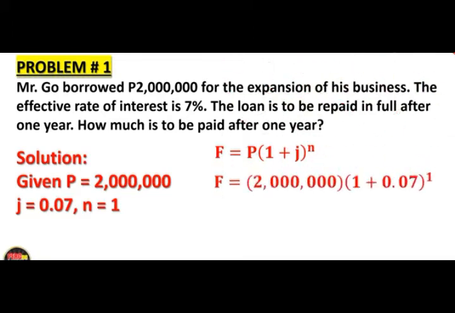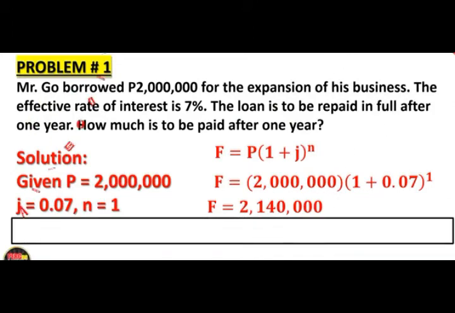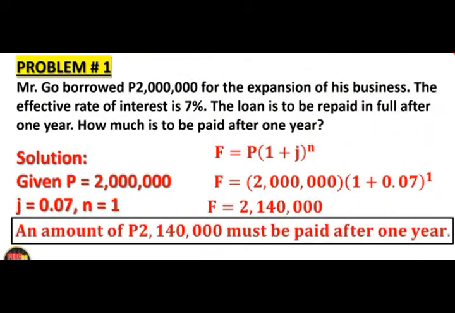Substitute the given. P will represent 2 million. i will represent 7%, that is why we have 0.07. n equals 1. So 2 million times (1 + 0.07) raised to 1. Therefore, F equals 2,140,000 pesos. Thus, an amount of 2.14 million must be paid after 1 year.